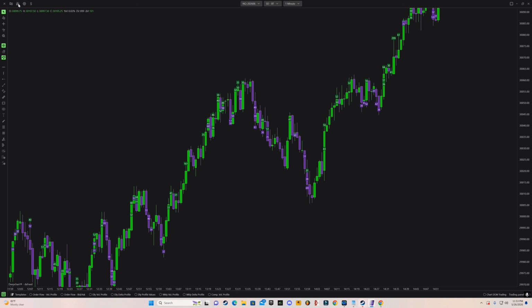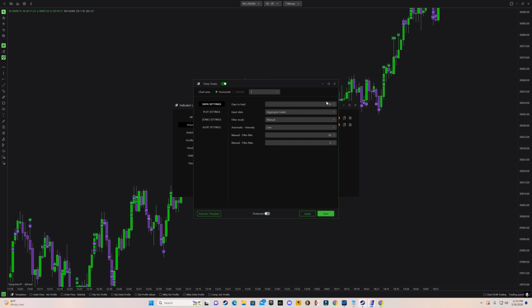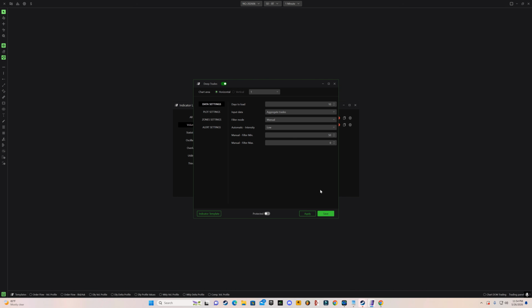So to add an indicator, you go to Indicators, then go to Volume, and if you scroll down, you will see Deep Trades. Now this is the filter, right? If I keep it at 30, it's just going to show me 30 contracts minimum, so it's not going to show me 25 or 20 contracts because they are small orders. During the New York session, I usually keep it at 50 or 60 because the volume is quite a lot. So I go with around 50.